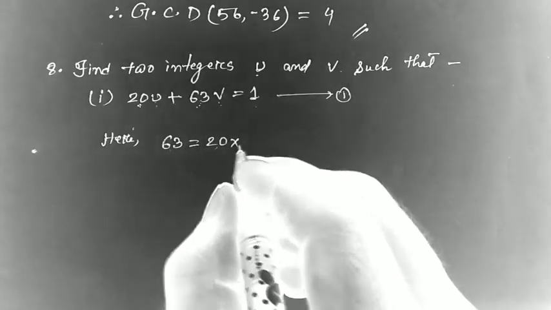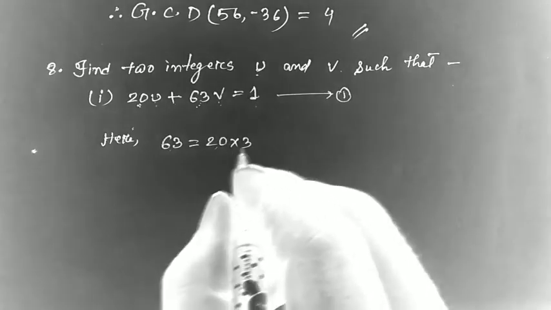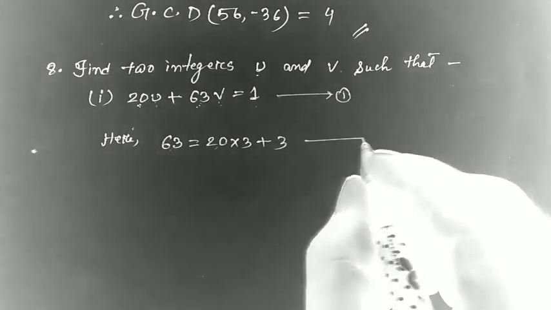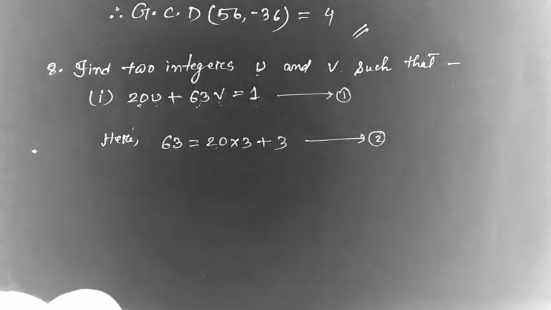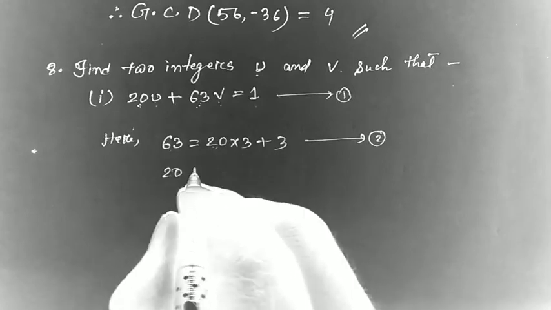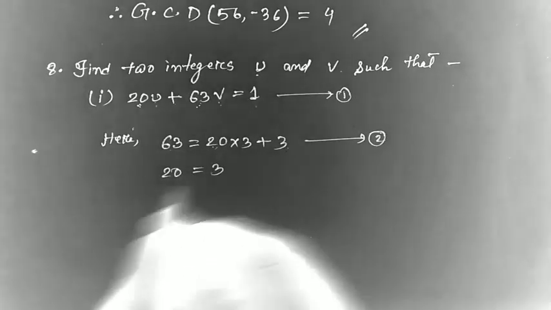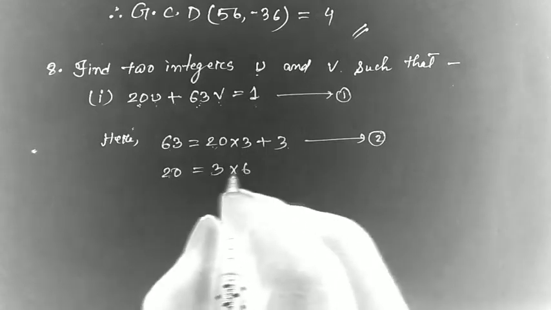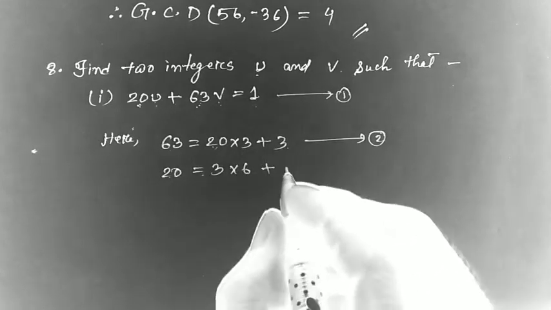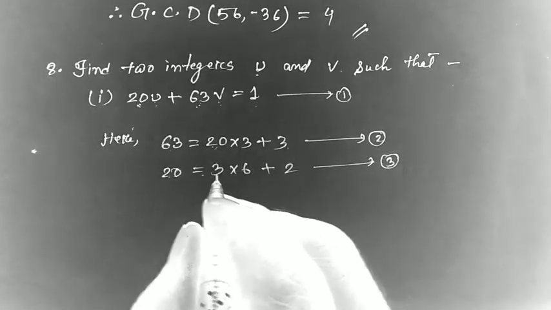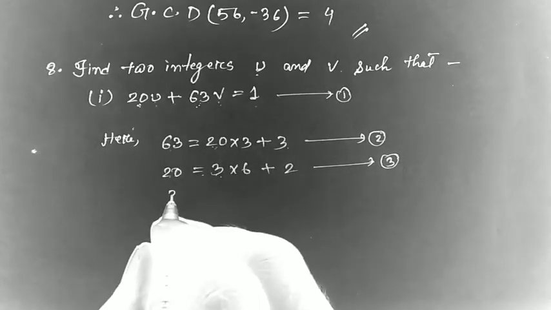Here the two integers are 20 and 63, and u and v are two integers. If we compare this equation, x and y correspond to u and v, and a and b are the two integers 20 and 63. Here 1 is the GCD, that means 1 is the HCF of 20 and 63. Give it equation number 1.